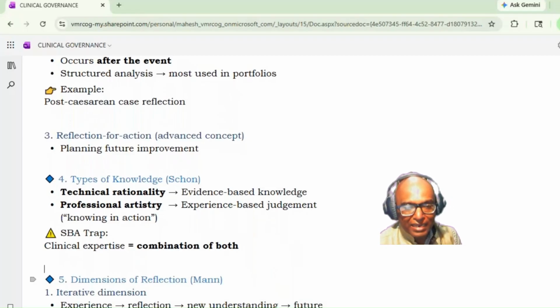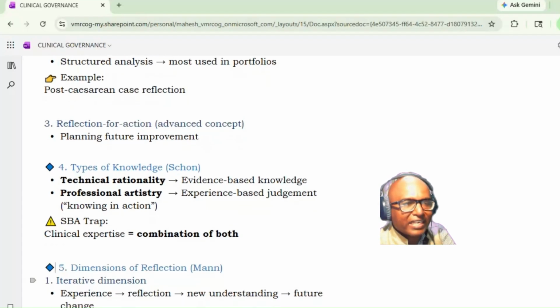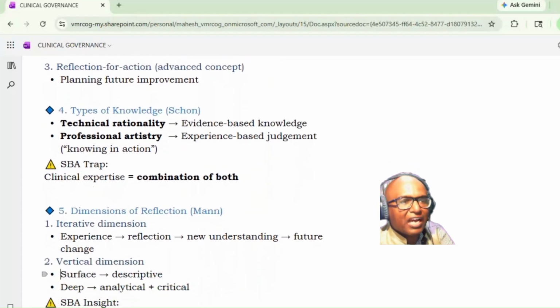But if there is a minor deviation, if there are 5 criteria, 4 are fulfilled and 1 is not fulfilled, then what to do? The professional artistry will come in here. That is, the experience will matter in that particular case. So clinical expertise is actually a combination of both technical rationality plus professional artistry.